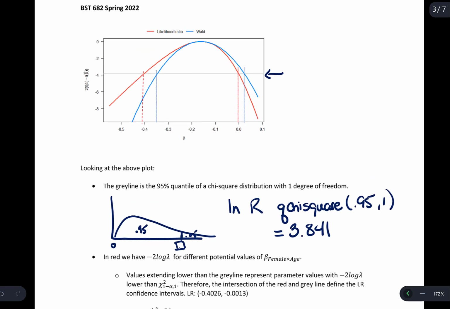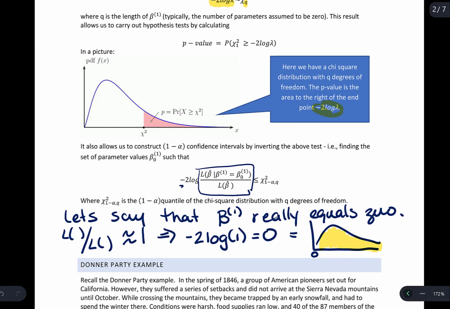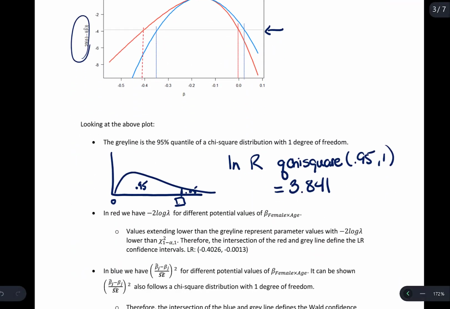Notice that this horizontal line here is at negative 3.841. You might say, why are we looking at the negative here? If you notice on the left-hand side, we have positive 2 times log beta minus log beta hat, whereas before, when we were looking at the test statistic, we had negative. So we have just flipped the signs there. That's why you see that.